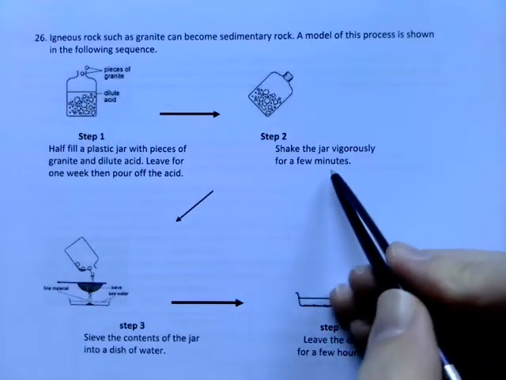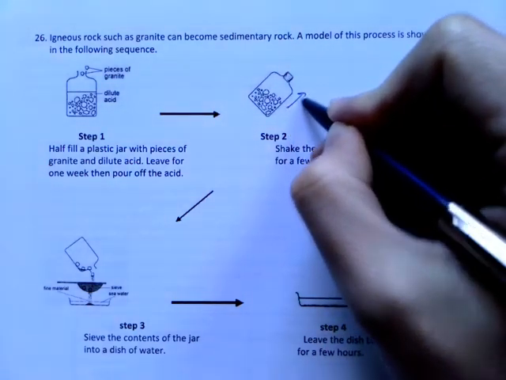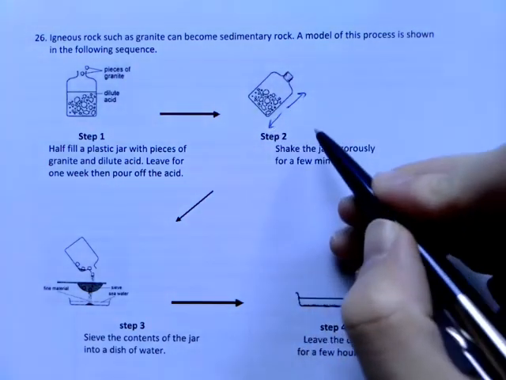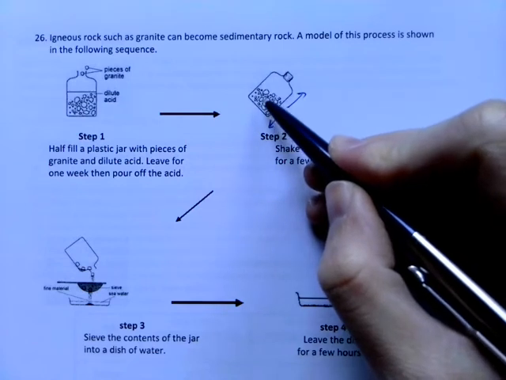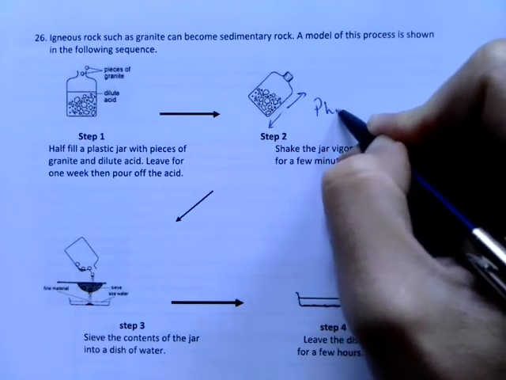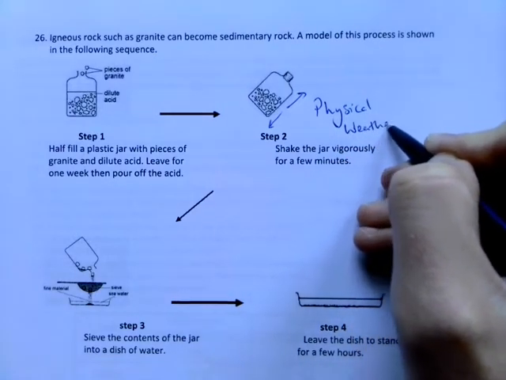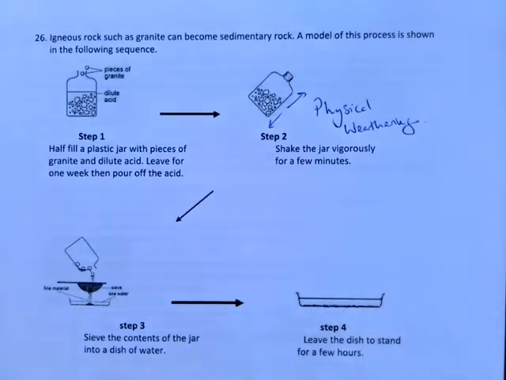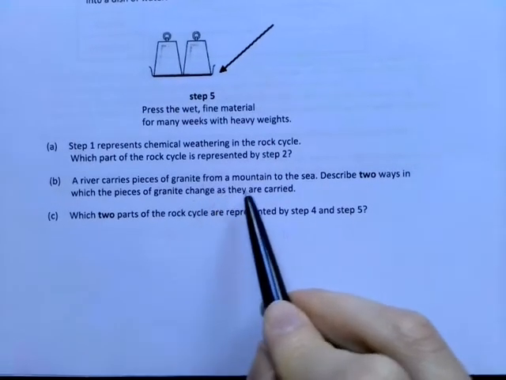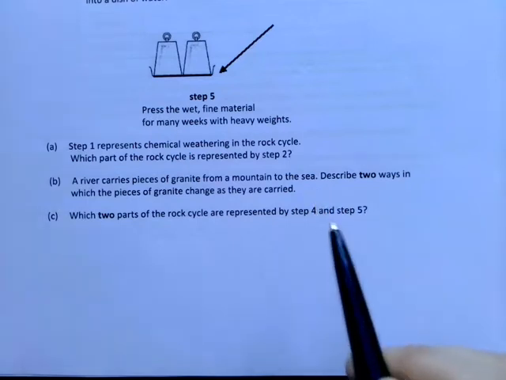And then we have shaking the jar vigorously. So if we shake this jar, all the bits of rock are going to hit each other, and they're going to get smaller because of that. So this process here is the same as physical weathering, because we're not using a chemical now, we're making the pieces of rock hit into each other in a physical way. All right. A river carries pieces of granite from a mountain to the sea. Describe 2 ways in which the pieces of granite change as they are carried.